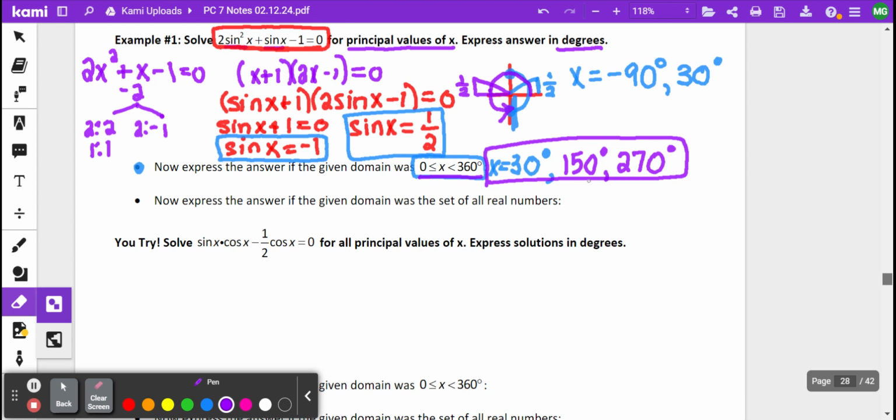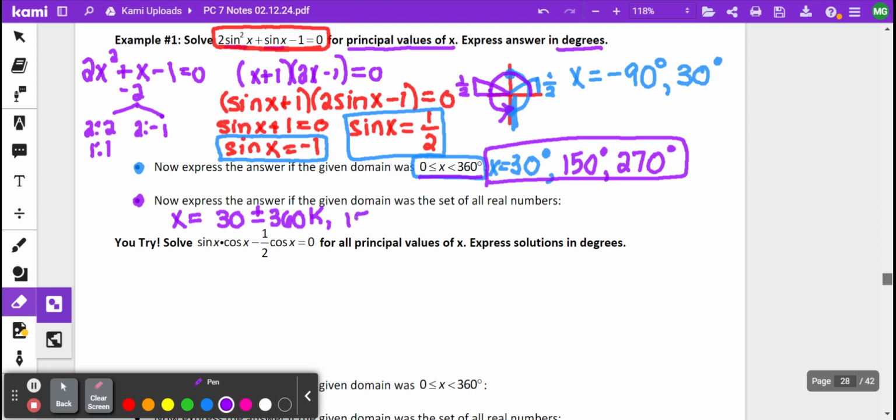And then the last way that we can change our domain for this problem is if it was the set of all real numbers. And you might recall this from a long time ago, but that's when you give all of the angles that could be coterminal with the angles that we just found. So x would be the 30-degree angle plus or minus 360k. In other words, you add as many full circles or subtract as many full circles as you want to 30 degrees, you will still be in the same spot.